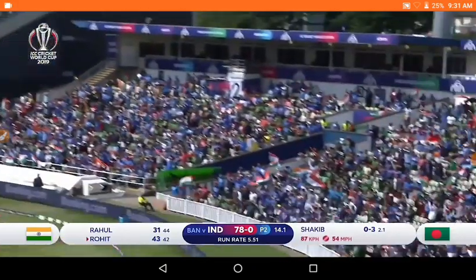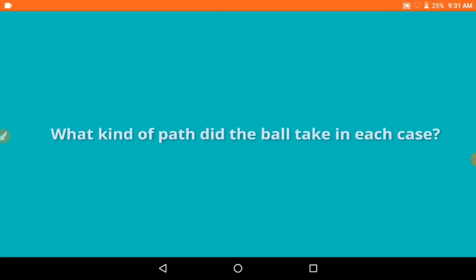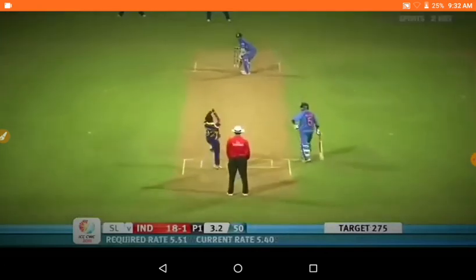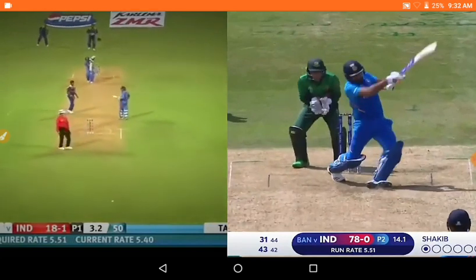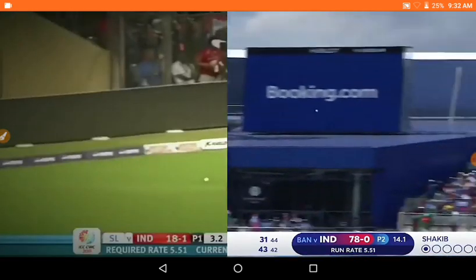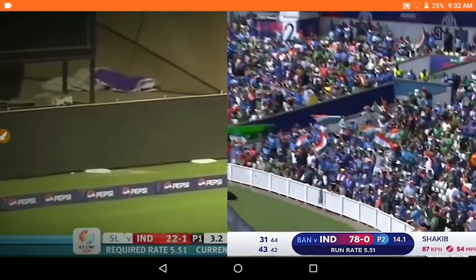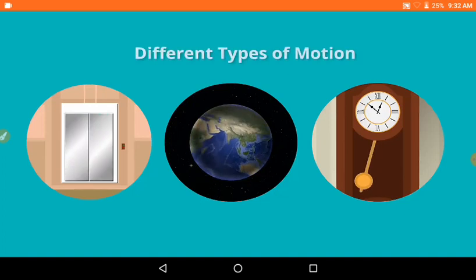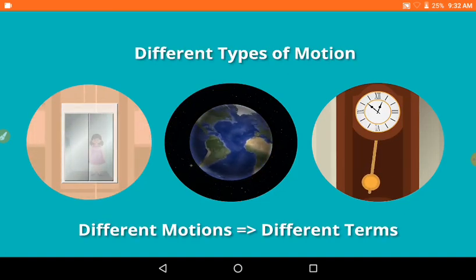a six. Did both the balls go straight? What kind of path did the ball take in each case? While the cricket commentator can use the word straight to refer to two completely different types of paths and two very different types of motion of the ball, engineers have to be more precise. In this video, we will explore the different types of motion that different bodies show.